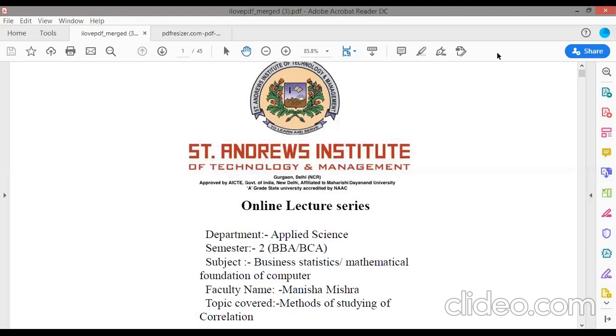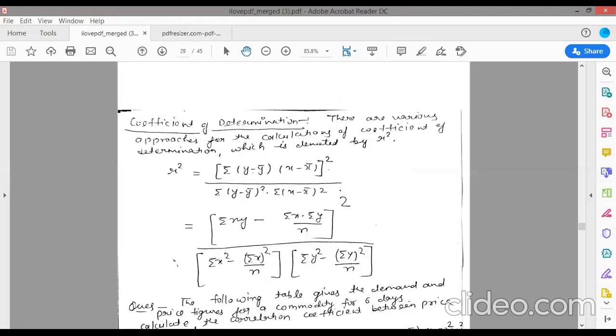In the previous session, I told you about correlation, important features of correlation, and methods of studying correlation. Today I will discuss the methods of studying correlation, and I will tell you about the coefficient of determination.